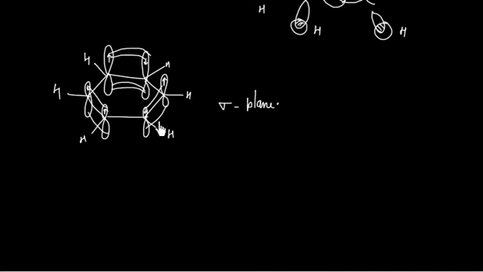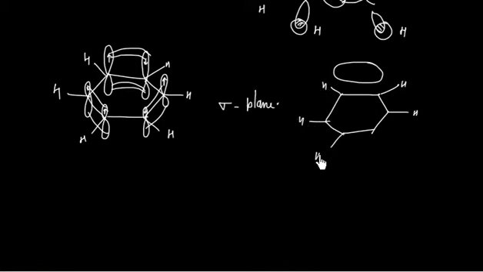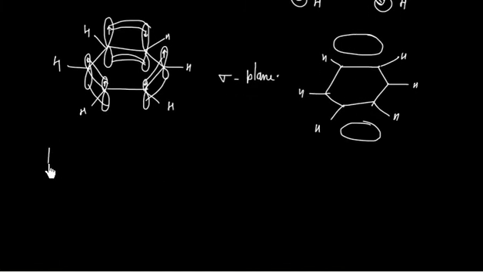If I see it, it will look something like this: we have a sigma frame and at the top we have an electron cloud. On the top of this ring we have an electron cloud, and we will also have an electron cloud on the bottom of this ring. So it is excess in electron cloud, so it will act as a nucleophile like alkene. Like alkene, benzene will also act as a strong nucleophile.